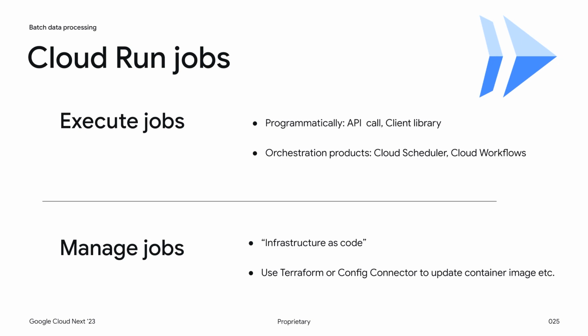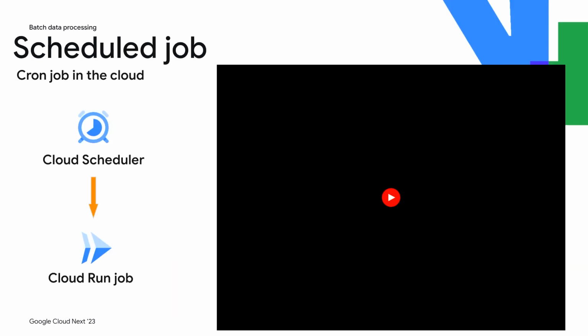And then you can manage the actual running. You can treat the running of jobs as a data plane operation. And so you can easily run your jobs programmatically using either an API call or a client library, or orchestration products like Google's Cloud Scheduler or workflows. So let's take a look at that.